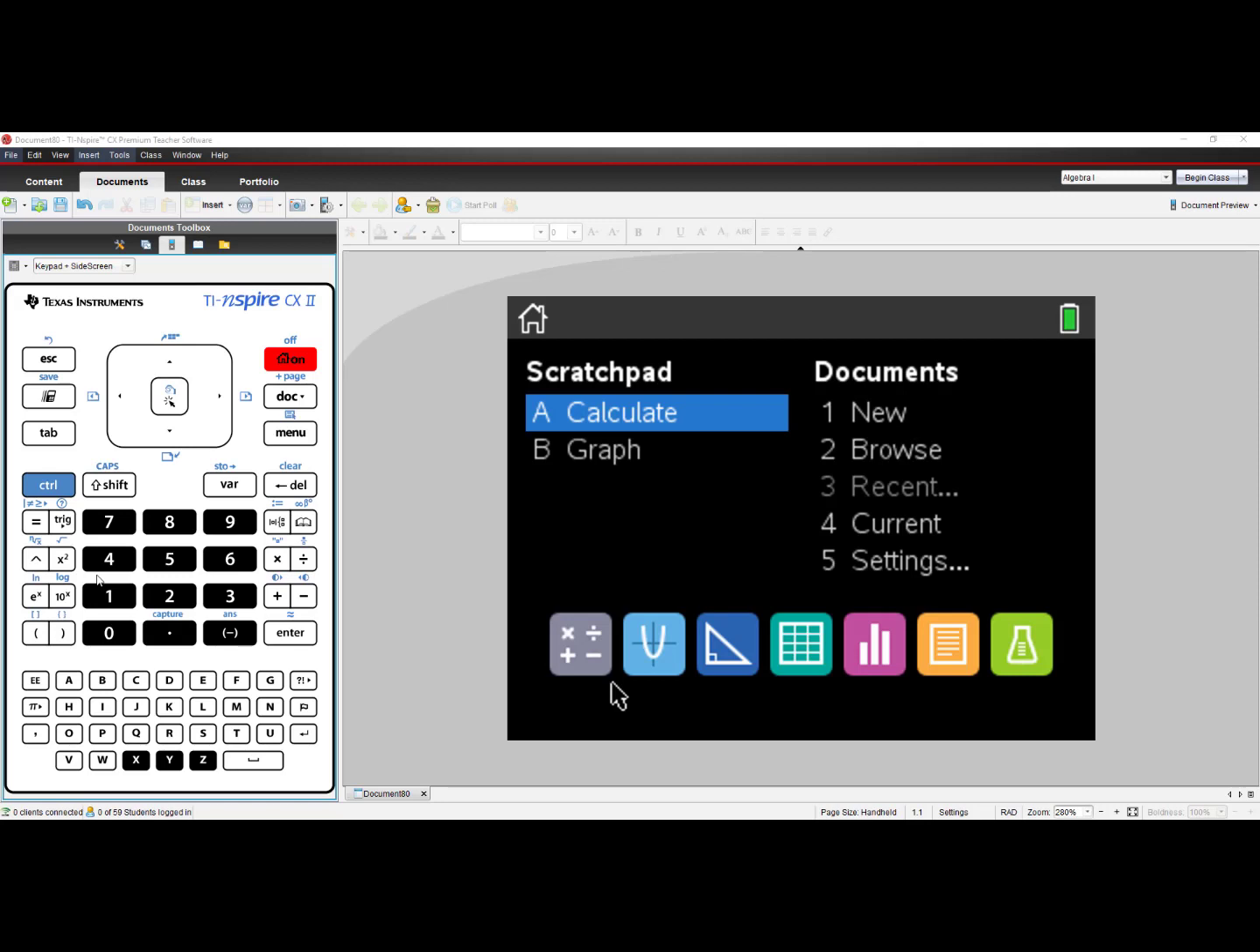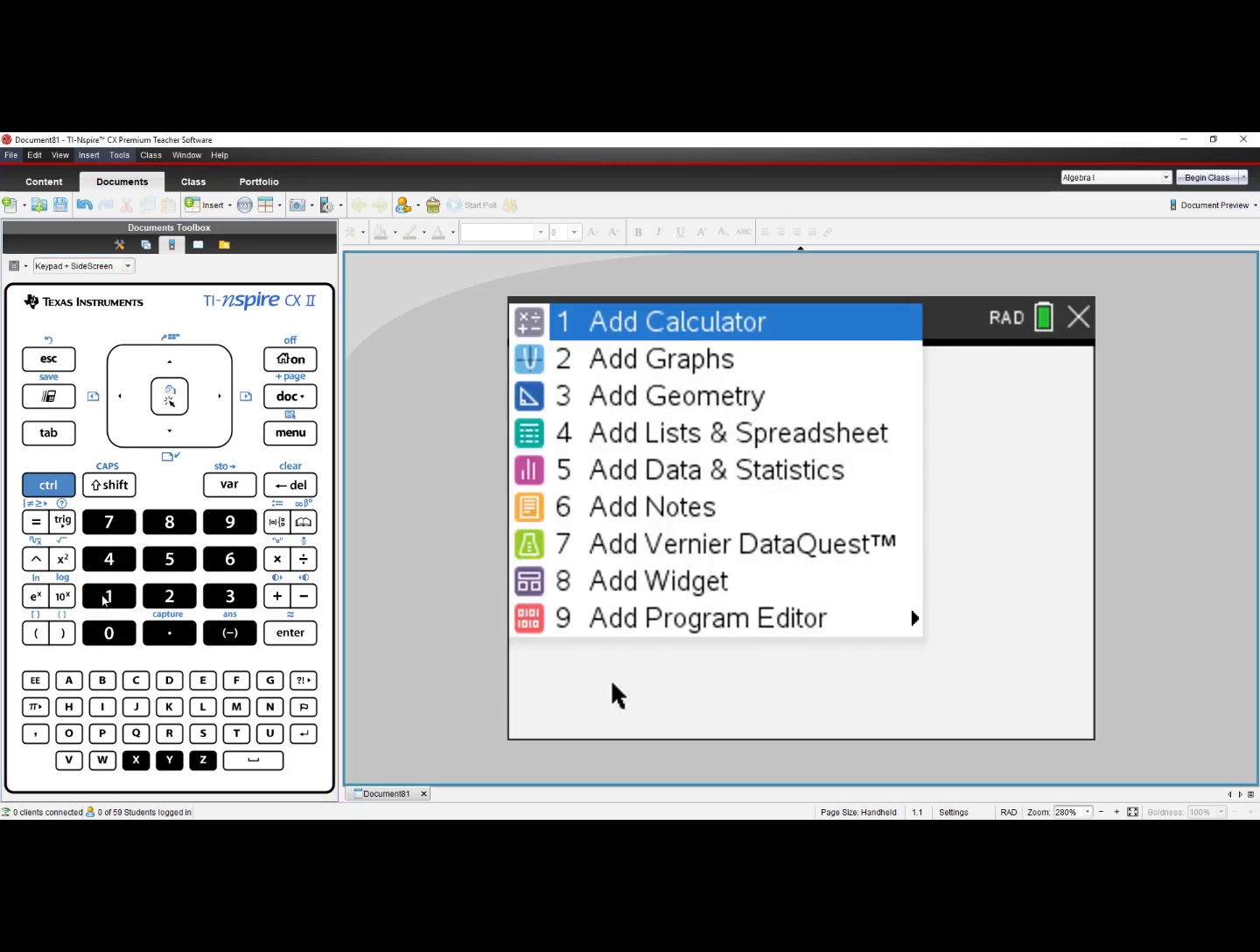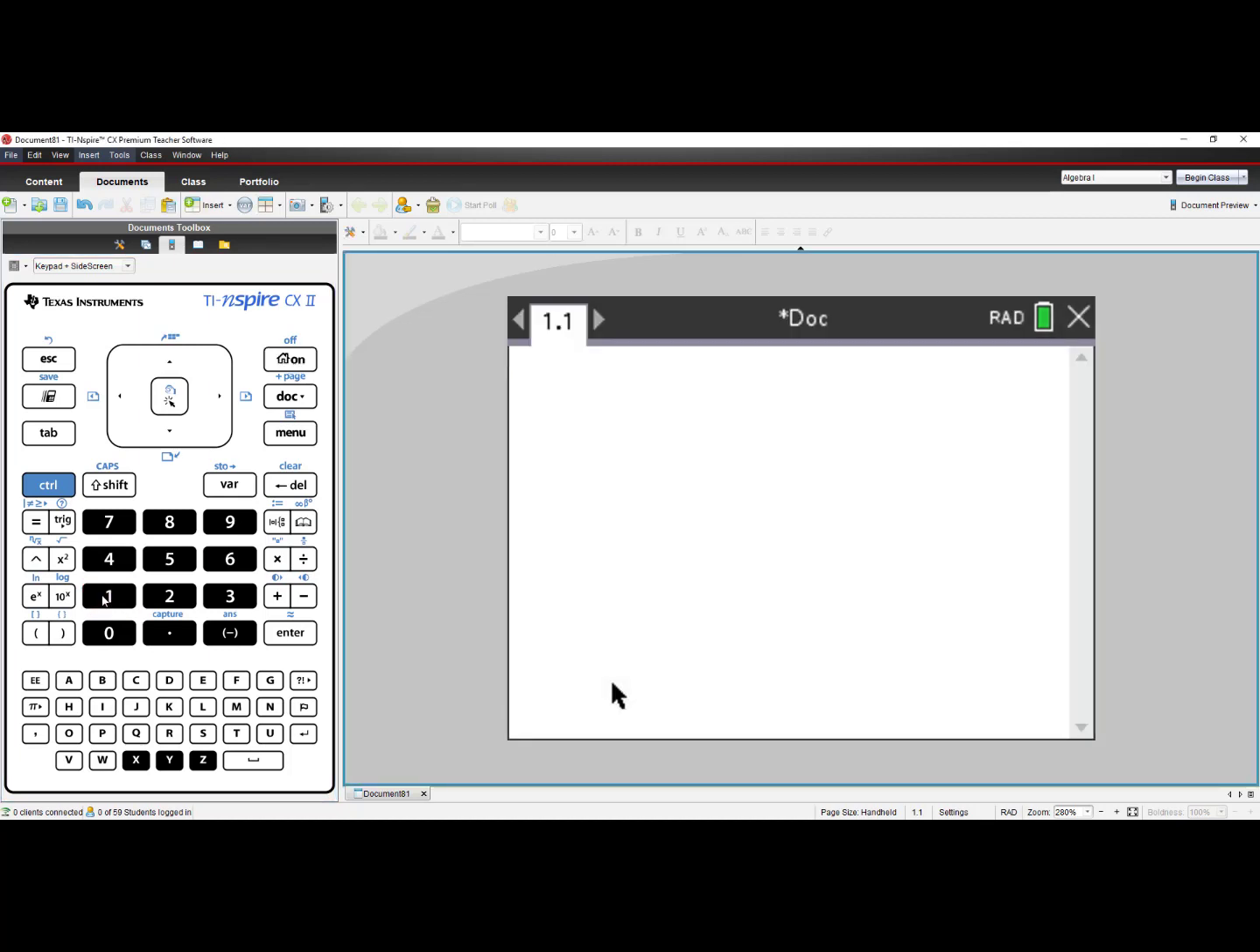Hello, in this video we'll learn how the TI-Nspire CX technology can help us check our algebra. Let's start by choosing number 1, New Document, and choosing number 1, Add Calculator.